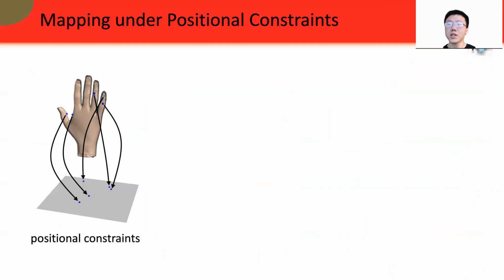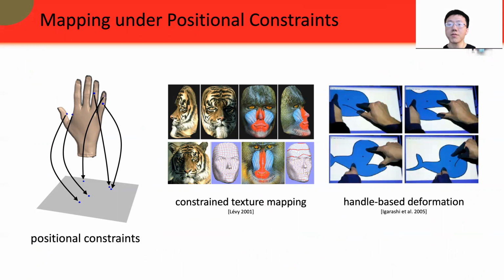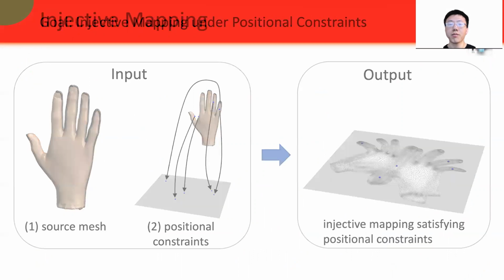There are some applications where the mapping is computed under positional constraints. For example, these constraints are used in constrained texture mapping and handle-based deformation. In this work, we take as input a source mesh and a group of positional constraints and try to compute a globally injective mapping satisfying the constraints.